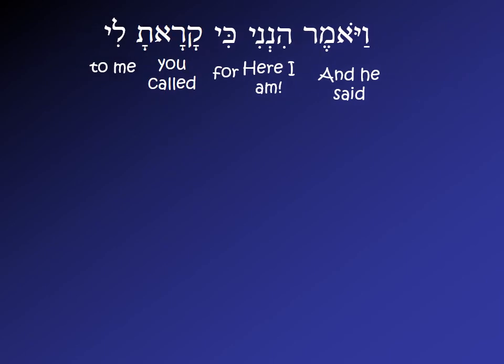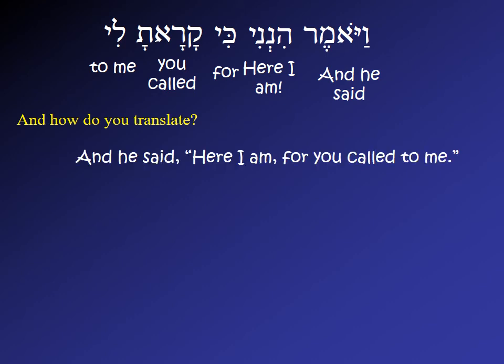If we bring the rest of our sentence back, then Vayomer hineni ki karata li. Then we have this, which can be translated, "And he said, 'Here I am, for you called to me,'" or "for you called me." This is what Samuel says to Eli in the story of Samuel being called by God. Vayomer hineni ki karata li, and he said, "Here I am, for you called to me."